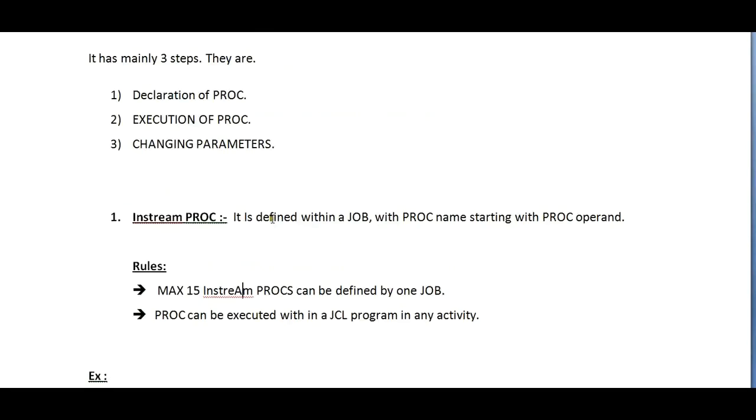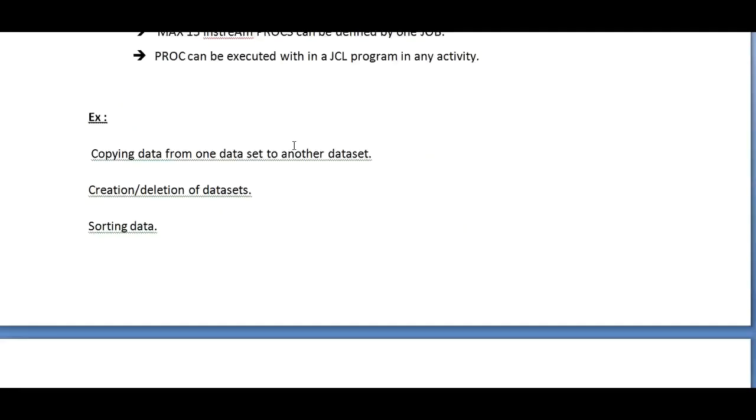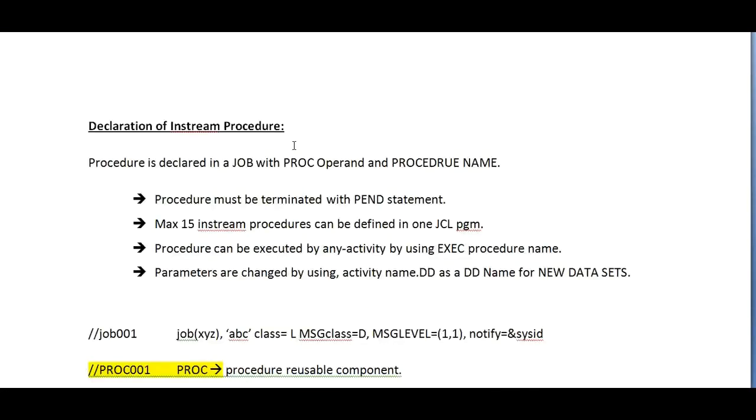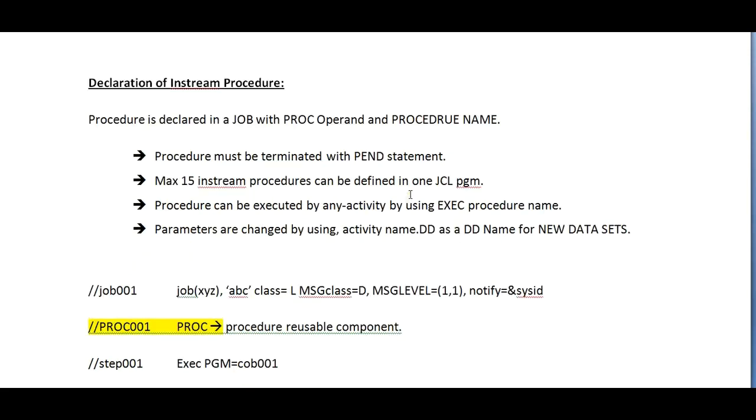So since I said it has mainly three steps, they are declaration of a proc, execution of a proc, and changing parameters. So we will see how we declare an instream proc. A procedure is declared in a job with the PROC operand, and it is given the procedure name, and the procedure must always be terminated with a PEND statement.